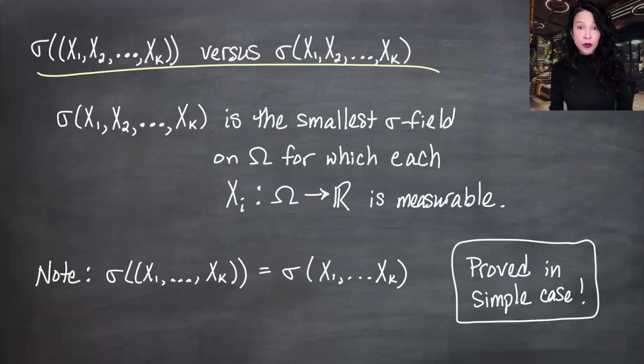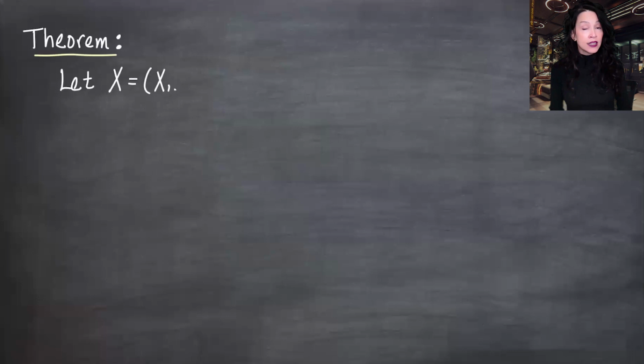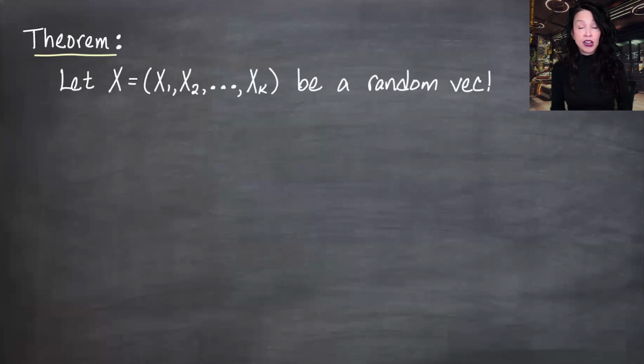I have a theorem for you that characterizes what this sigma field generated by x looks like. I did state this theorem in the last video in the one-dimensional case, but didn't prove it because I was waiting for us to have it in the k-dimensional case. And if we can prove this theorem, we can take k equals 1 and we have the other theorem proven.